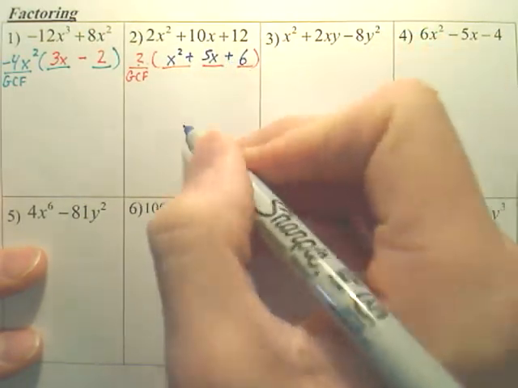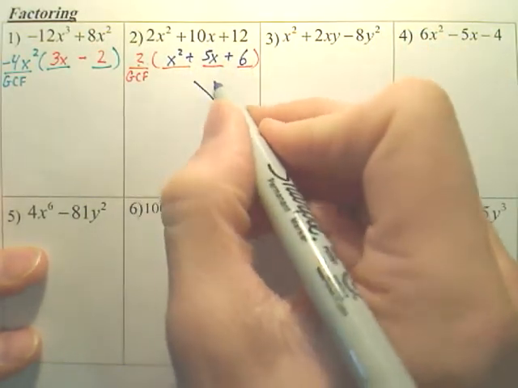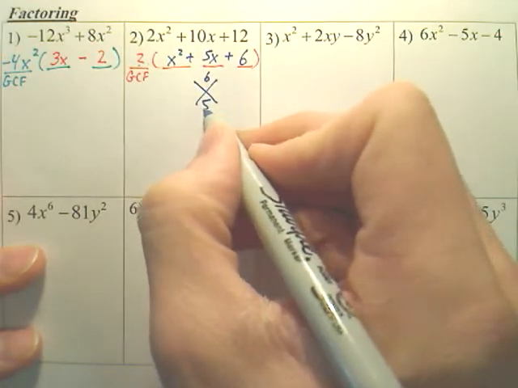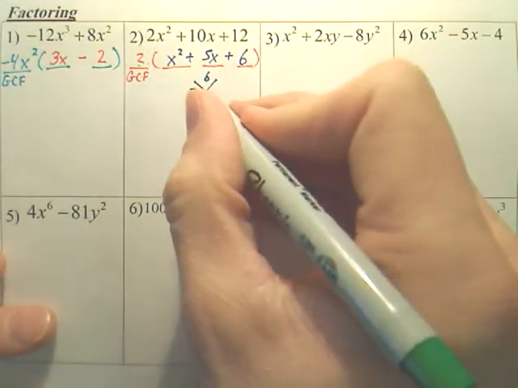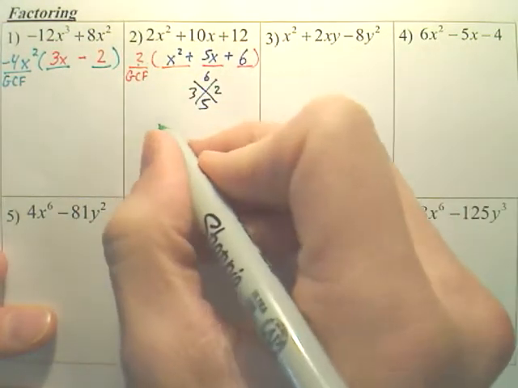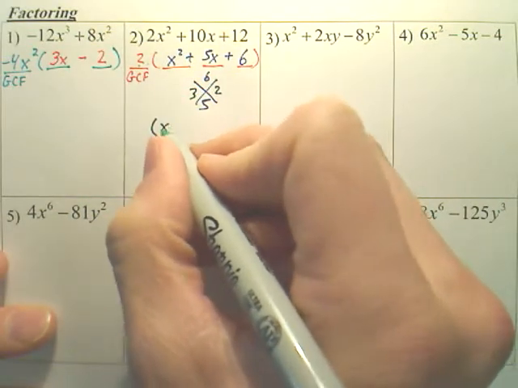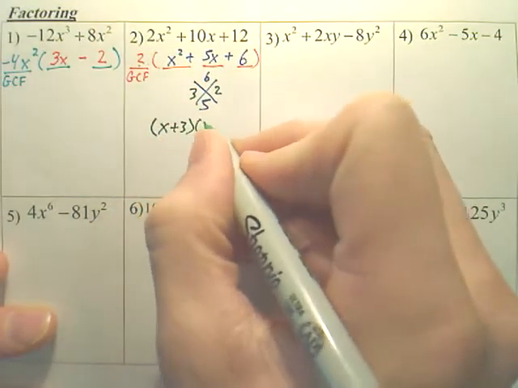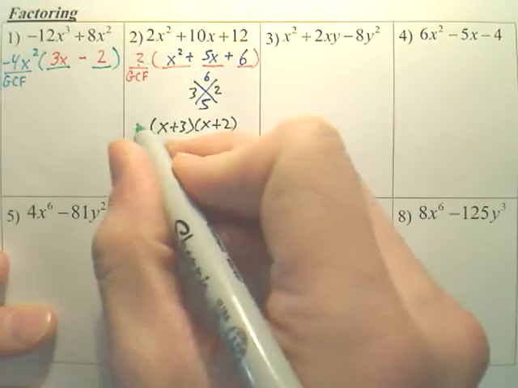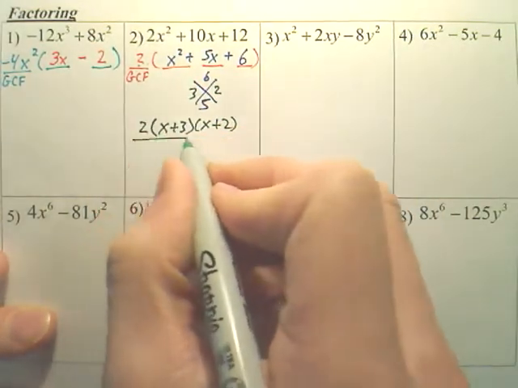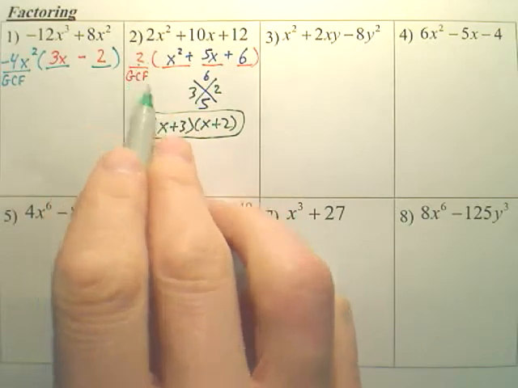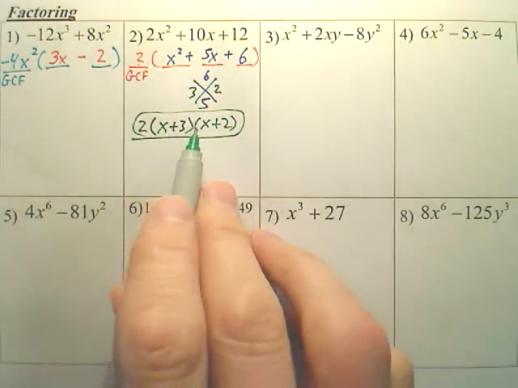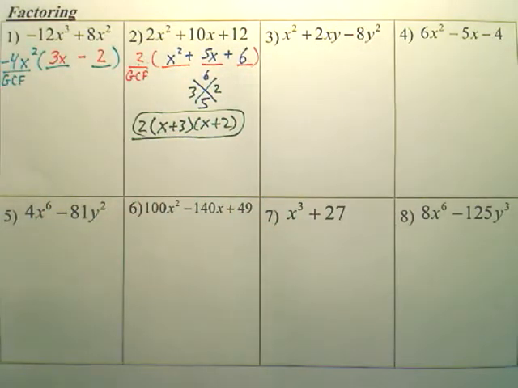Those are all pluses. Now, can you factor this? Does that factor still? That's the next question. Yeah. That's a 3, that's a 2. So what we end up with is x plus 3, x plus 2. But don't forget your GCF. There's your answer. Sometimes you could pull a GCF out and you still got to factor what's left over. So be very careful to factor what is left over.